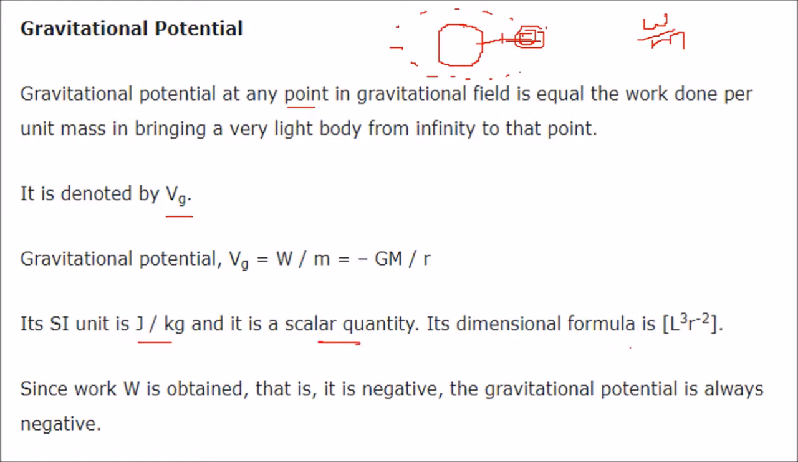The dimensions are L to the power 2, T to the power minus 2. Here the W is the work, and this is negative. That means gravitational potential is always negative. Always negative. This sign shows that.